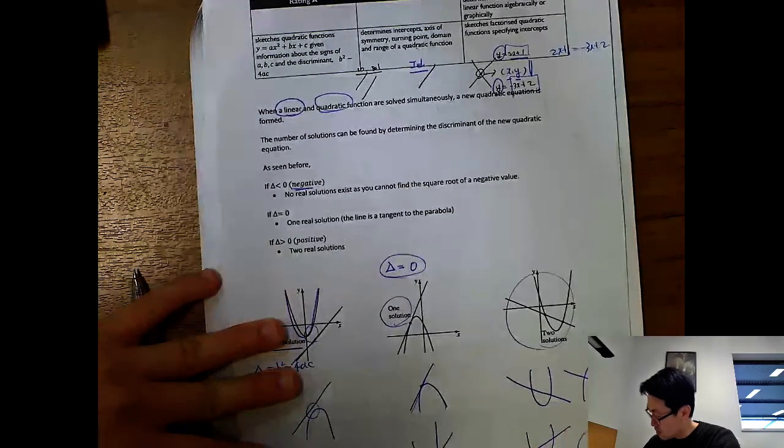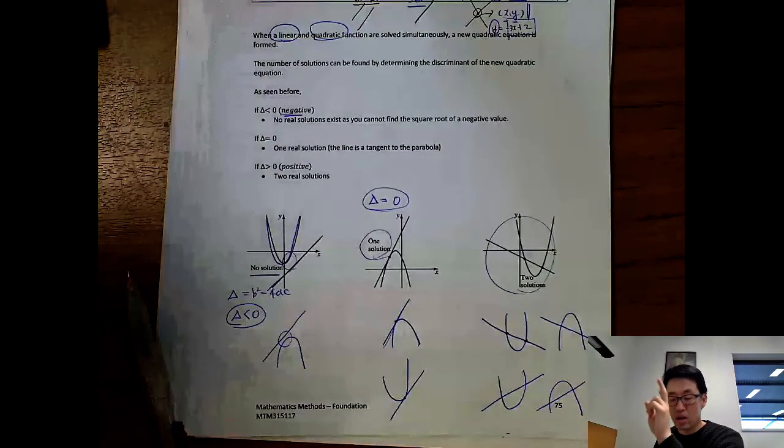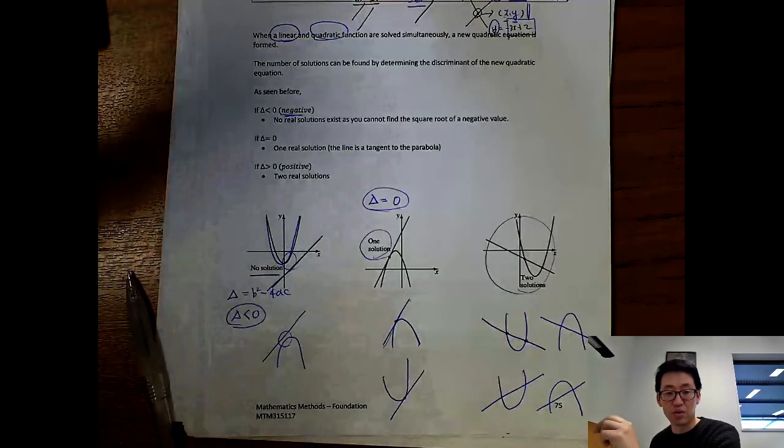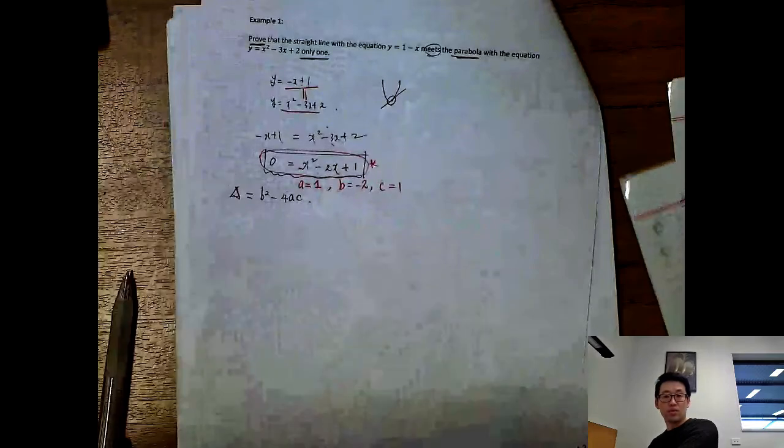And the last one, they could just pass through, couldn't they? There are going to be 2 points. These linear and quadratic functions have the same values at 2 points. So I can also say they meet at 2 points. So we can use discriminant to find how many values we could have between linear and quadratic. That sounds okay? If you understand, we move on to the examples. You should be able to do it easily. I'll scroll down here a bit.